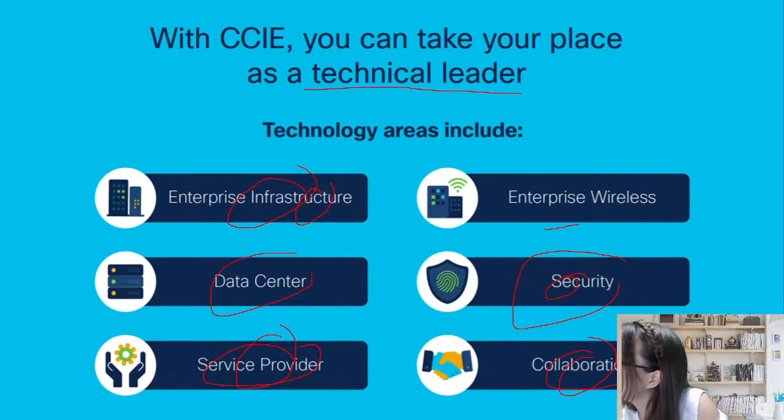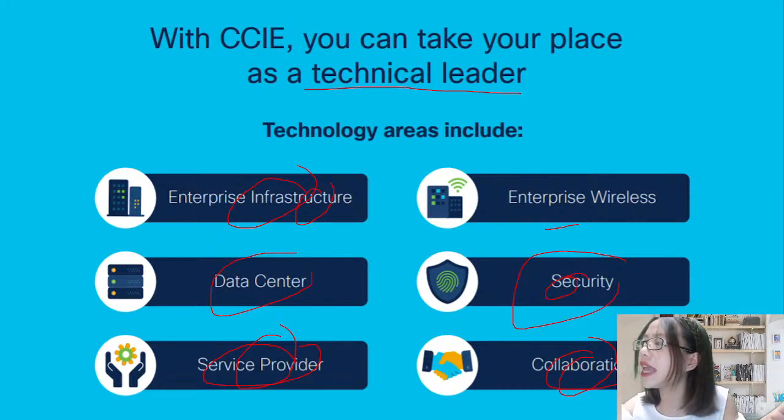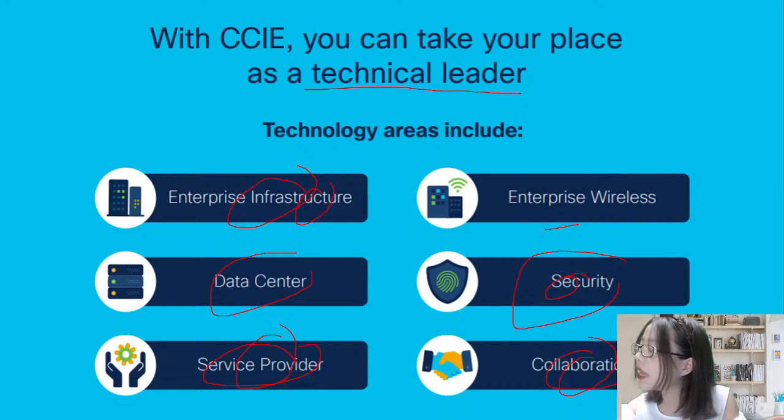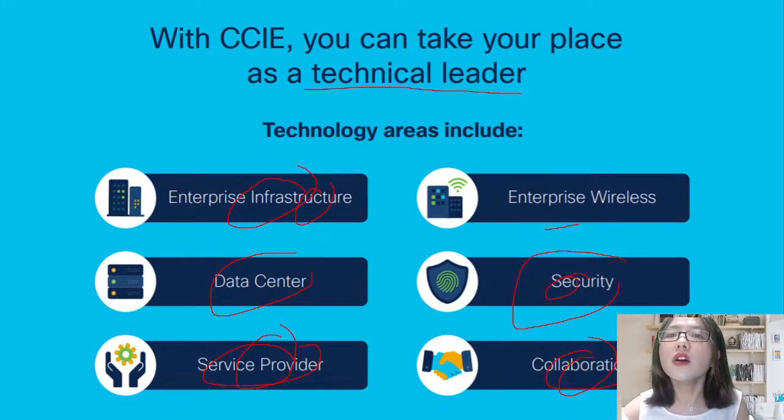But I want to ask this friend, if you want to get CCIE security certification, do you have a foundation of routing and switching? If you don't have routing and switching, I will suggest you master the routing and switching knowledge. Maybe you are interested in a different direction, but if you want to get the CCIE certification in a different track, you must have a foundation of routing and switching.